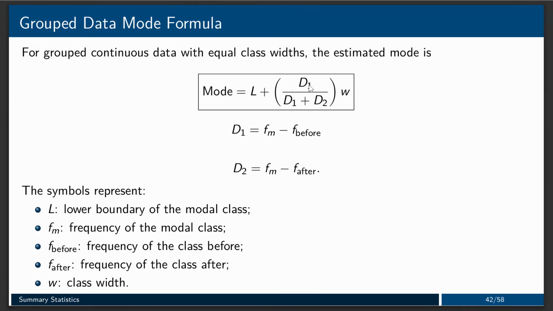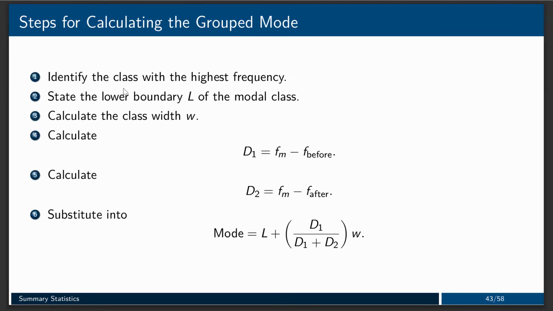So as is done in the case of the median, we will have to define these variables. They are well defined here. L is the lower boundary of the modal class. Fm is the frequency of the modal class. F before is the frequency of the class before the modal class. F after is the frequency of the class after the modal class. And W is the class width. Now, D1 is Fm minus F before, which we define here. And D2 is Fm minus F after.